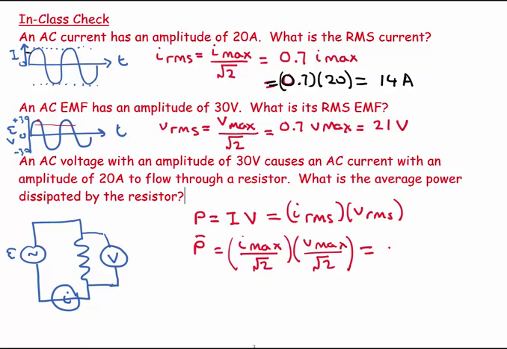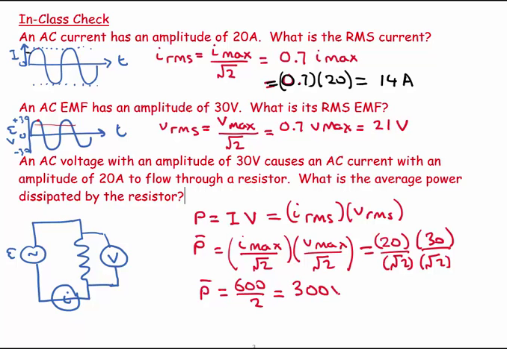And this actually works out to be 20 over root 2 times 30 over root 2. And root 2 times root 2 is 2. So that would be 600 over 2, which equals 300 watts. And that's using the better term, over root 2.